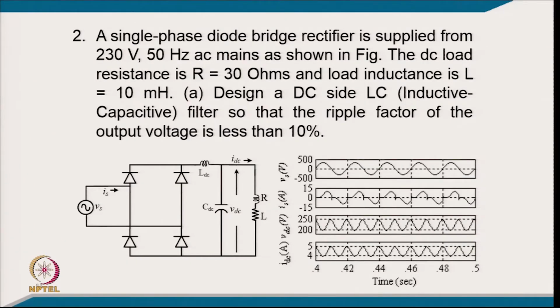Coming to example 2: a single phase diode bridge rectifier is supplied from 230 volt 50 hertz AC mains as shown in the figure here. The DC load resistance is 30 ohm and the load inductance is 10 millihenry. Design a DC side LC filter so that the ripple factor of the output voltage is less than 10%.